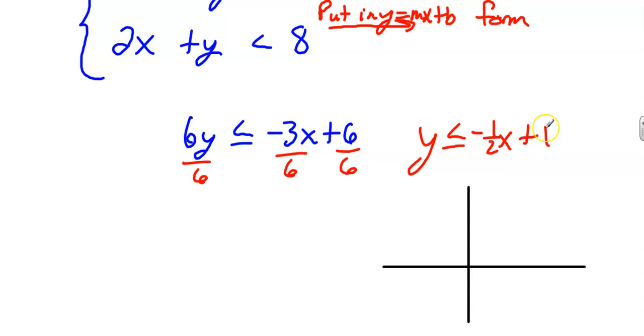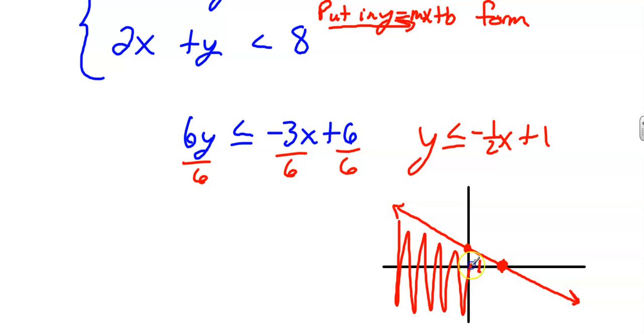If we're going to graph this line, the b value is positive 1, so that's here. Slope is negative 1/2, so we're going down 1 over 2. That was a solid line. And for this particular line, it's less than, so we're going down. We're shading everything in this direction. I'm going to leave this one in red just so it's a little bit easier to see.